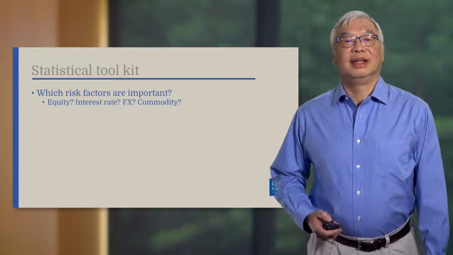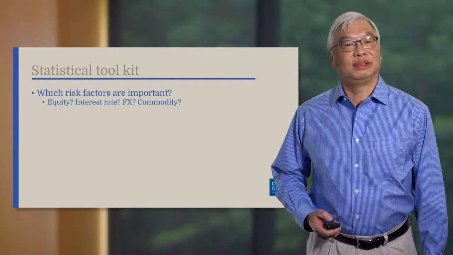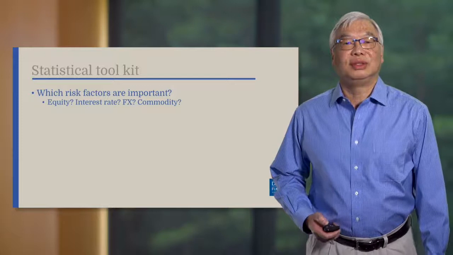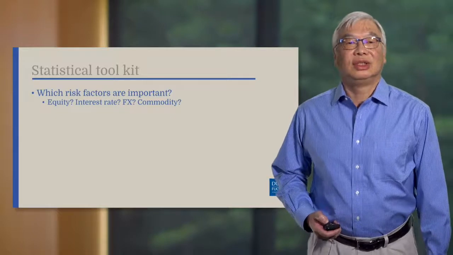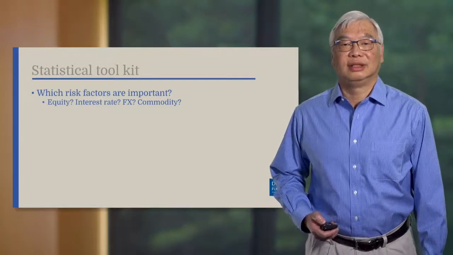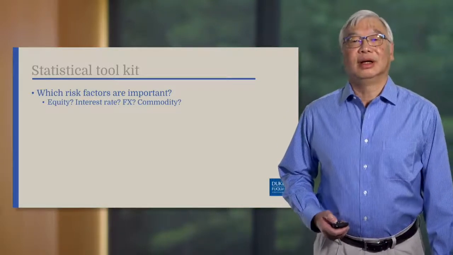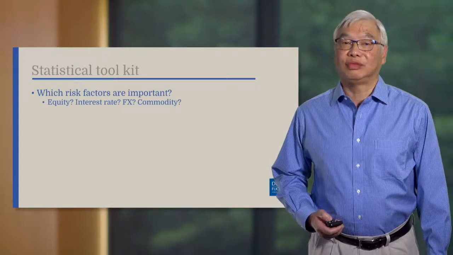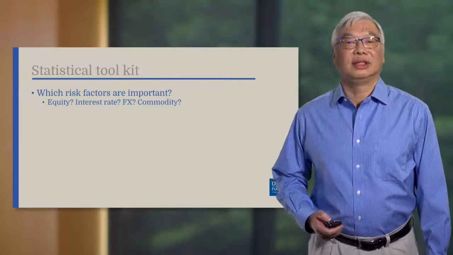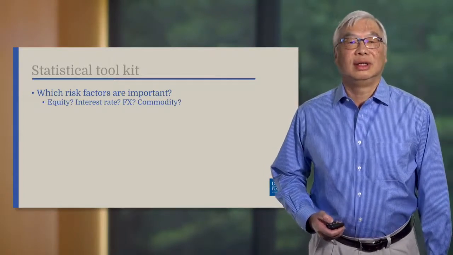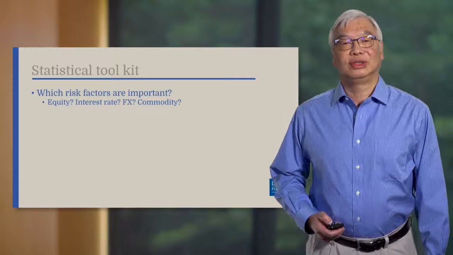By now, you must be guessing that value at risk has a lot to do with probability and statistics, and you are absolutely right. Risk management in general and value at risk in particular use a lot of statistical analysis, so we need a good statistical toolkit. First, we need to have an understanding of which risk factors are important in our portfolio. If we are not sure which are the important risk factors, there are statistical methods to help us answer this question. But for the purpose of this course, we assume that we already know the answer to this question.